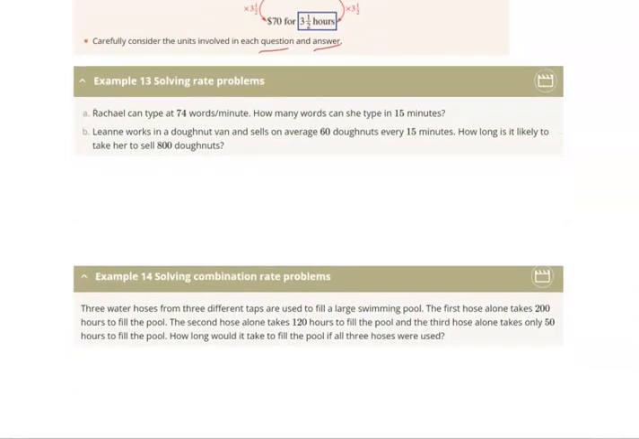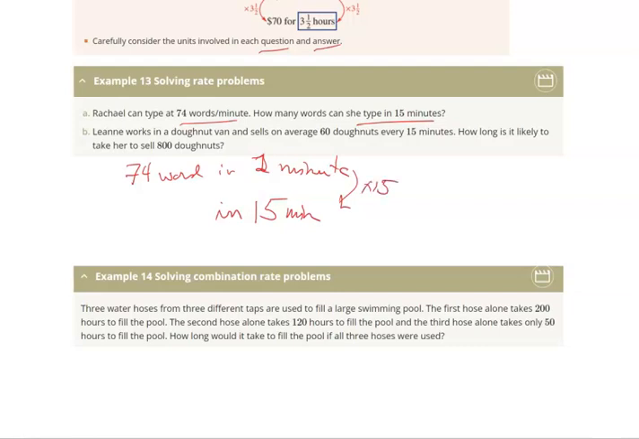So Rachel can type 74 words per minute, which I'm going to write as 1 minute. How many words can she type in 15 minutes? So we're going to write that that's going to go to 15 minutes. I multiplied 1 by 15, so I'm going to do the same thing by 15.